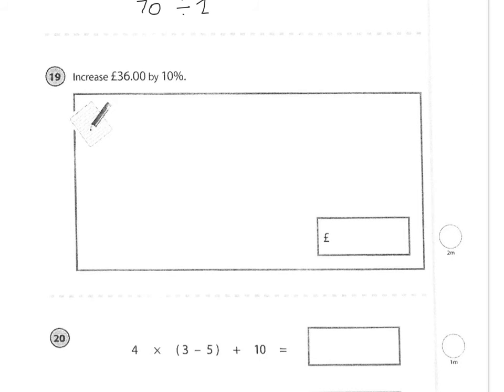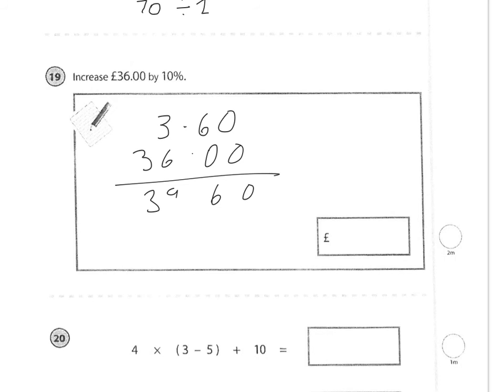Question 19. Increase £36 by 10%. Well, 10% would be £3.60, but I have to increase the £36 by that amount. So if I add them together, what I would get as a grand total is £39.60.